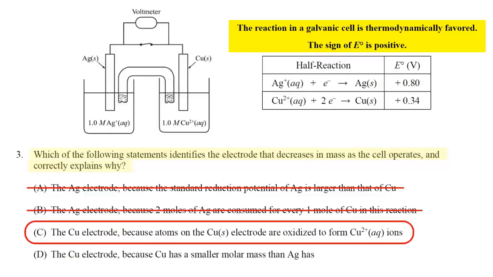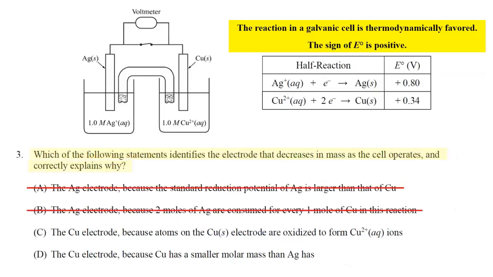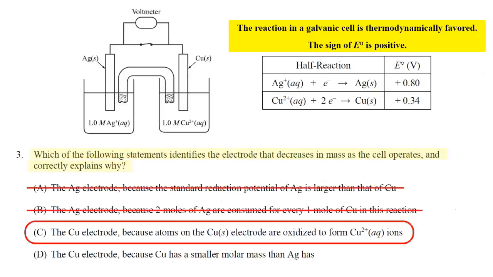The copper electrode should be decreasing in mass as the cell operates because atoms on the solid copper electrode are oxidized to form aqueous copper 2 plus ions. And again, we got that information by writing the overall balanced chemical equation. So we can see solid copper on the left and aqueous copper ions on the right. So the correct answer to question 3 is choice C.